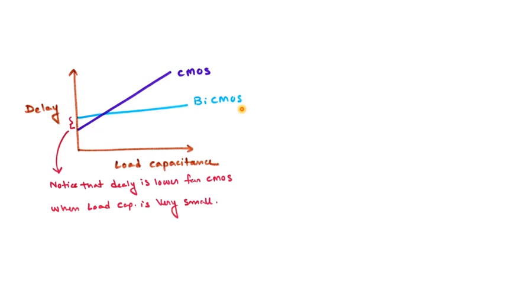But from the application point of view, the use of BiCMOS is only intended when we need to drive a large load capacitance. So from that point of view, we can again say the performance of this BiCMOS logic family is far superior to that of its CMOS counterpart.